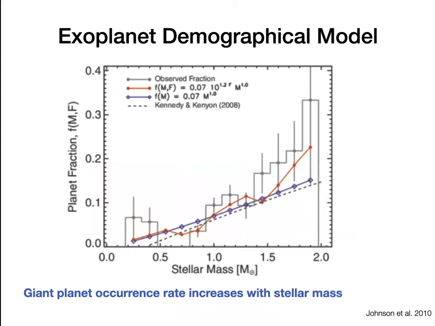So we use this to build a demographic model of exoplanets. We have the distribution of planet mass, and we combine this with how the occurrence of giant planets correlates with stellar mass as well. We know that giant planets occur more frequently around higher mass stars. And so we combine these two elements together, the planet mass distribution and the dependence of planets on stellar mass, to construct a demographic model for the giant planet occurrence as a function of planet mass and stellar mass to predict how many planets there can be in a certain group of stars.